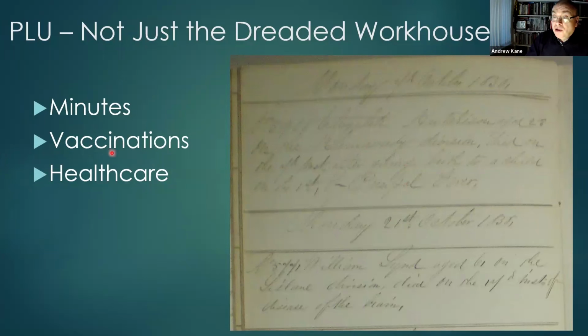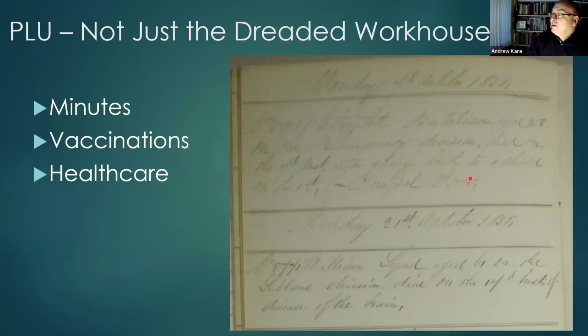Vaccinations are another good one for the late 1800s. You can see, particularly for that period where people are just starting school in the 1860s, they could be vaccinated, but there's no birth certificate for them, so their birth details will be in the vaccination certificates in the poor law records. So again, you need to know the union.